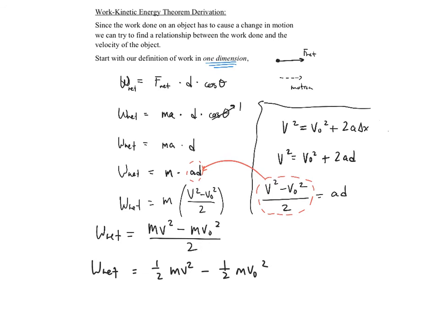And this is the final kinetic energy, and this is the initial kinetic energy. Think about this as the initial velocity, so it's the initial kinetic energy. This is the final velocity, it's the final kinetic energy.